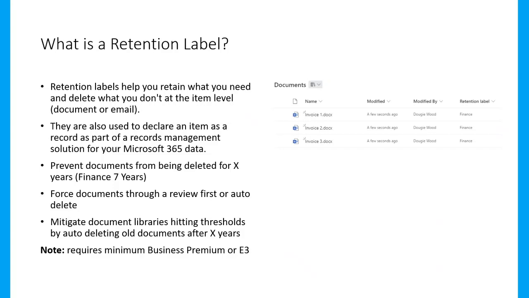So a general note there: this requires a minimum of a Business Premium or an E3 license to actually use retention labels. As I was saying before, you can use retention labels manually, so you can manually apply, for example, this finance label to your invoice documents in your document library. That's fine, as long as you've got these prerequisite licenses. But what we're going to be looking at with the SharePoint Syntex AI is automatically labeling those documents with it.